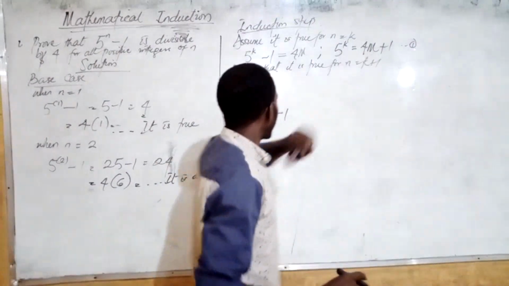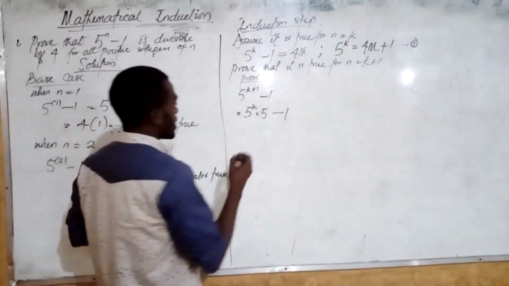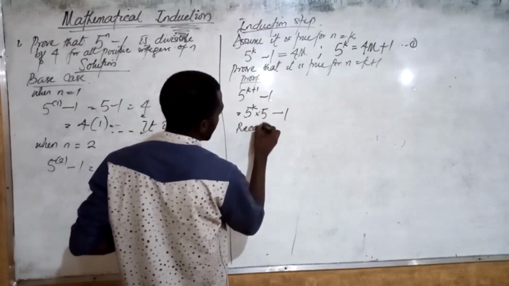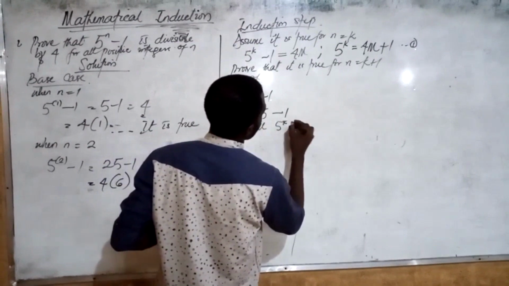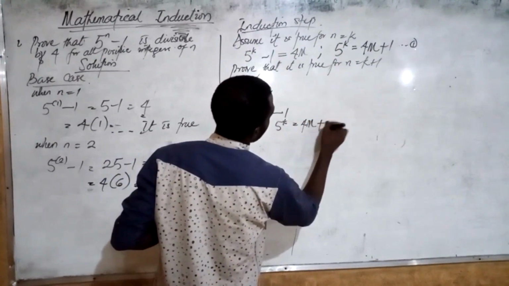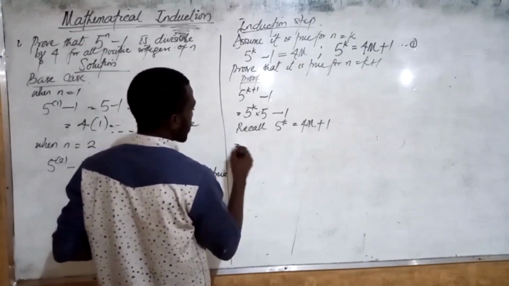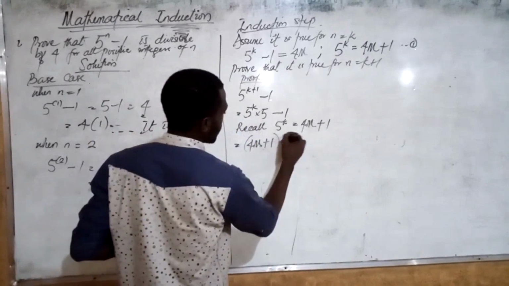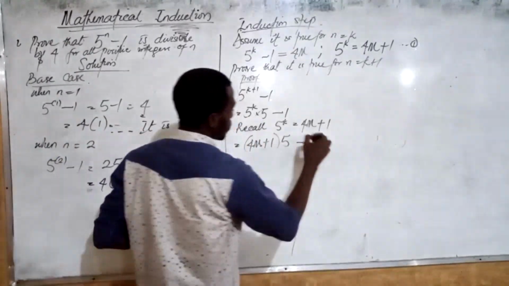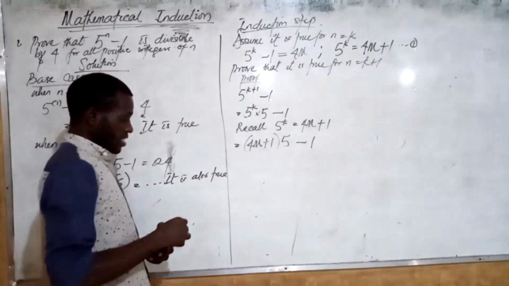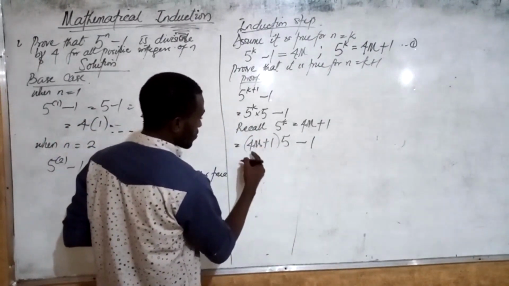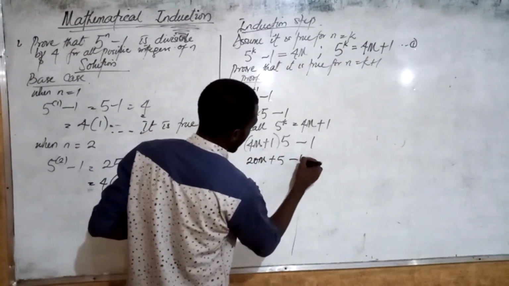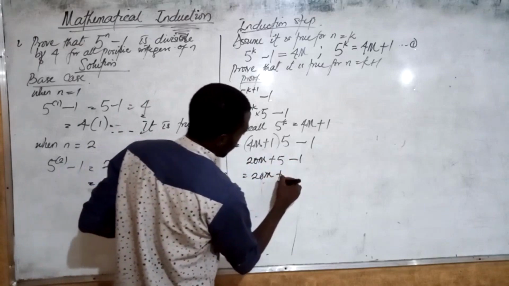Since 5 raised to the power k has been turned into this, let's slot in that value here. Recall that 5 raised to the power k is equal to 4n plus 1. So we have 4n plus 1 in brackets, multiplied by 5, then minus 1. Further down, we open the bracket with 4 times 5, so that we have 20n plus 5 minus 1, and then we have 20n plus 4.